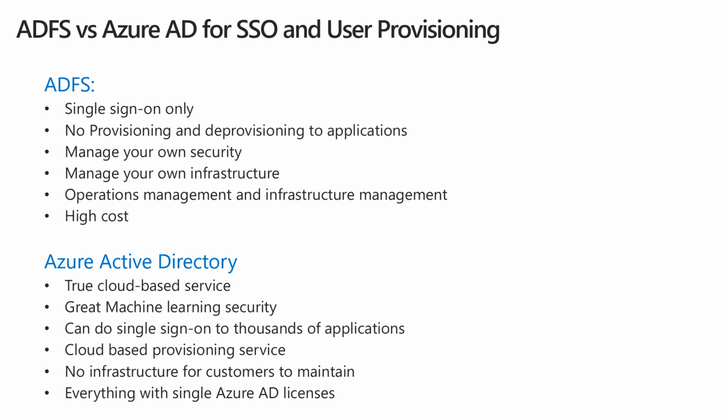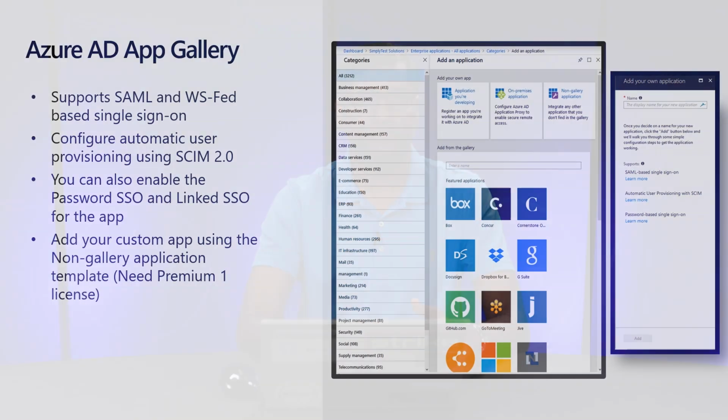You do not require to maintain infrastructure. Everything is being managed through Azure Active Directory with a single license. So those are some of the benefits why you should be moving your application from your on-premise ADFS server to Azure Active Directory. And if you have enabled single sign-on already with those particular applications, then we highly recommend that you should be enabling user provisioning with those applications into Azure Active Directory directly.